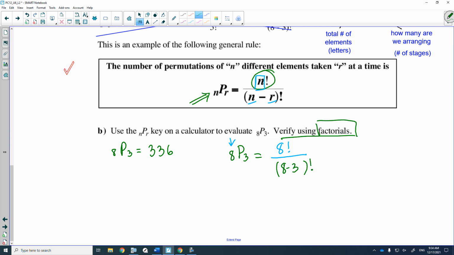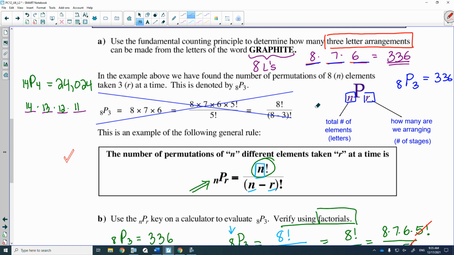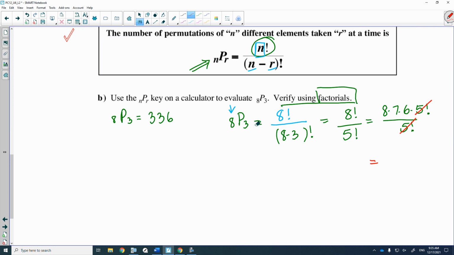close that bracket, factorial. We know that that would be 8 factorial over 5 factorial, and then simplify this by unzipping the larger factorial, which would be the 8. Remember, you unzip until you are able to cancel with a 5 factorial. So 8 factorial could be rewritten as 8 times 7 times 6 times 5 factorial, all over 5 factorial. And then you are left with 8 times 7 times 6, and that is equal to 336.